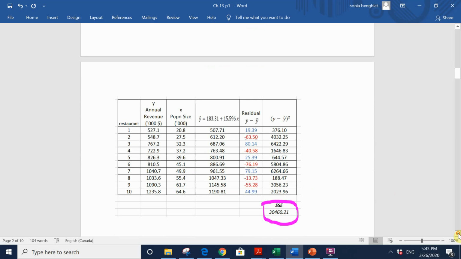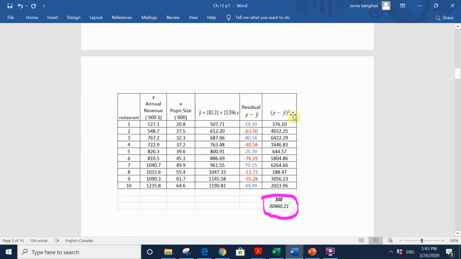So once I have my residuals, I'd like to square them and then add up the squared residuals. If I add up my squared residuals across all 10 observations in my sample, I get a new, very important measure, the sum of squares of the unexplained variation, hence SSE.